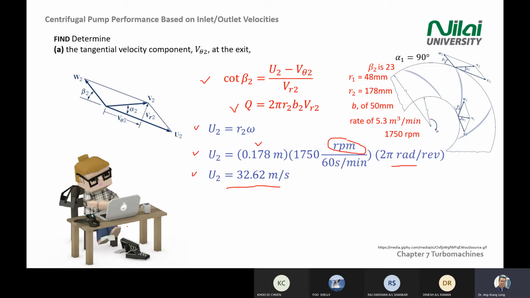Any questions so far up to this stage? If you're not sure, ask me now, because if not, I'm going to ask questions later.